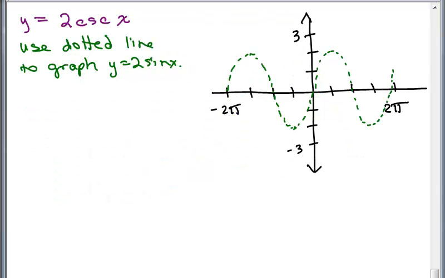All right, so we want to graph y equals 2 cosecant of x. We're going to use a dotted line to graph y equals 2 sine x. And then first we're going to do our vertical asymptotes, and remember, I use VA for vertical asymptotes. Wherever this crosses the x-axis, we know that the y coordinate is 0, and the reciprocal of 0 is undefined. So we draw in vertical asymptotes right here.